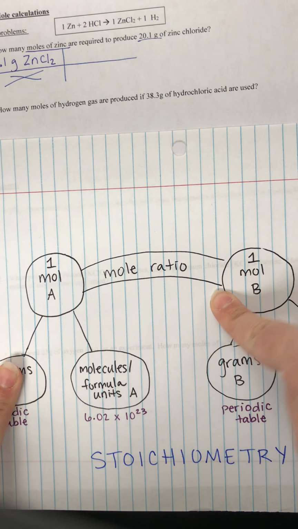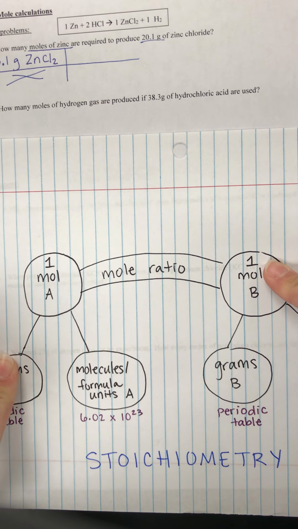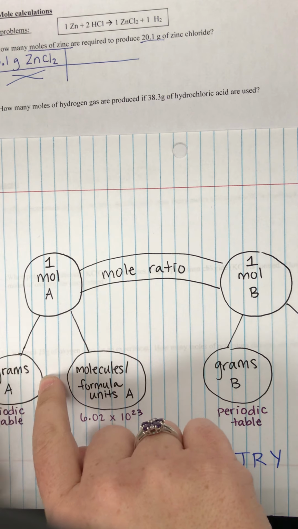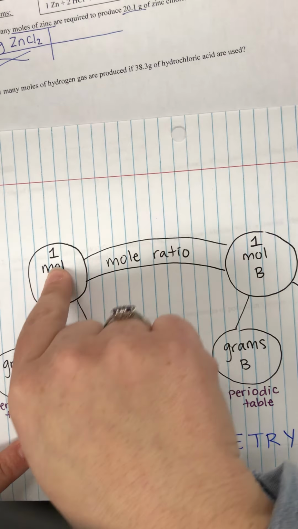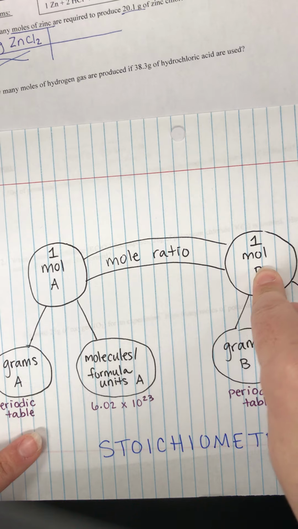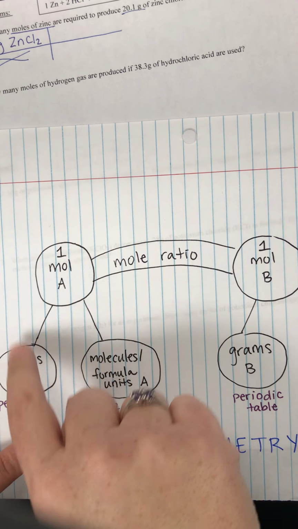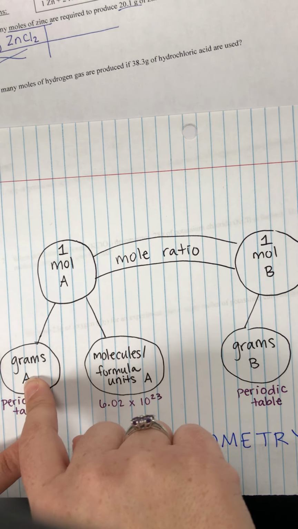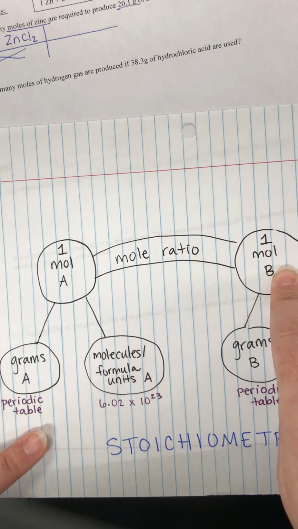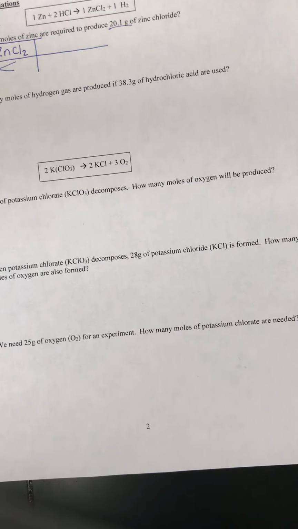So can I do that in one step? Is there a line connecting those? No. So that means I'm gonna have to go from grams of A to moles of A, then use my mole ratio to get to moles of B, okay? So I'm gonna have an additional step in there. Grams of A to moles of A, then to moles of B, okay? So I'm gonna be referencing that again.